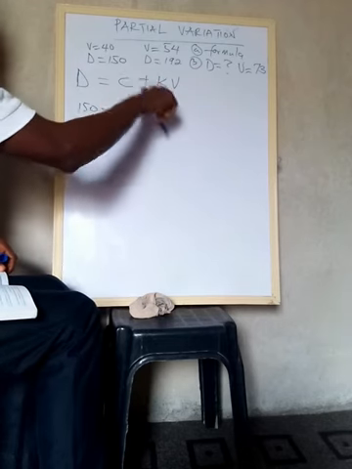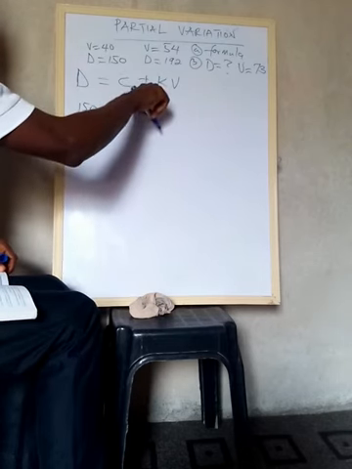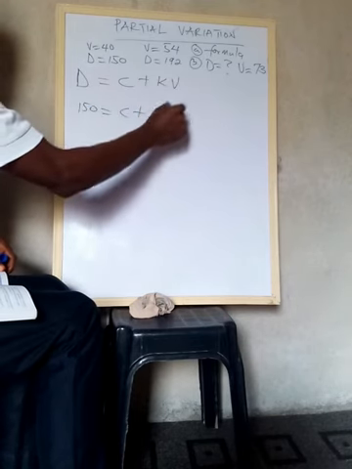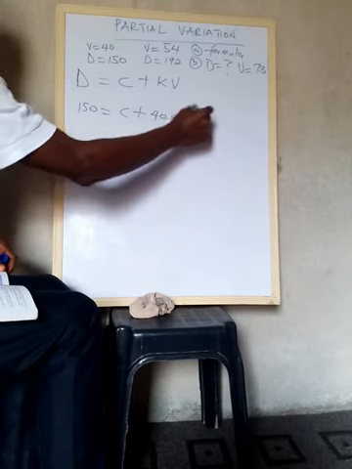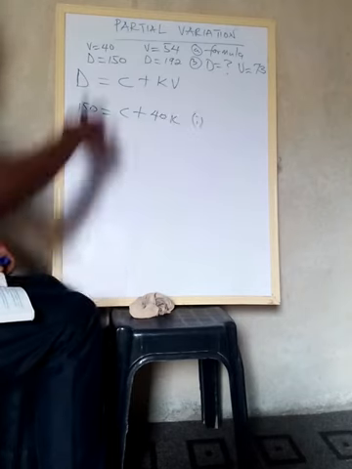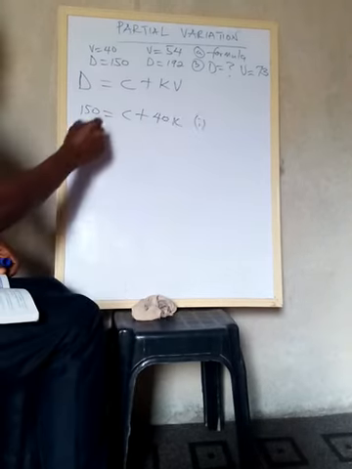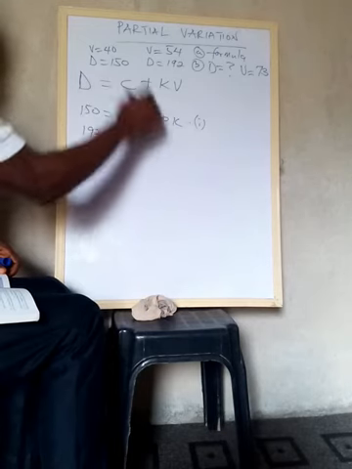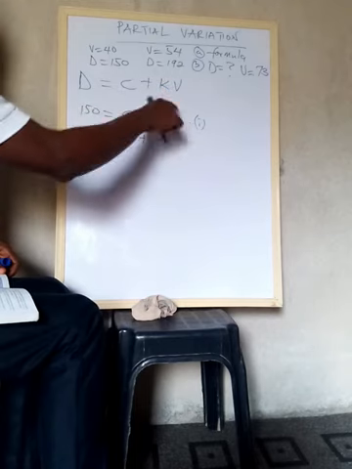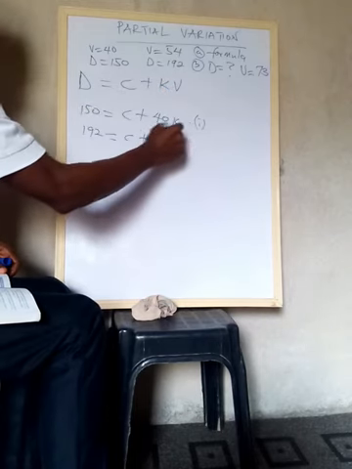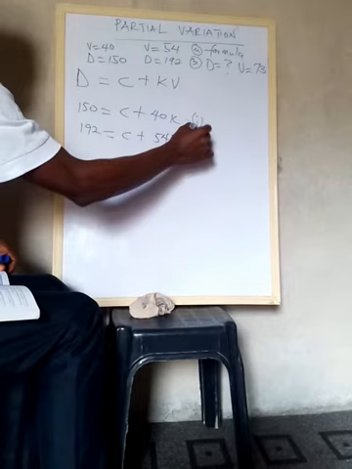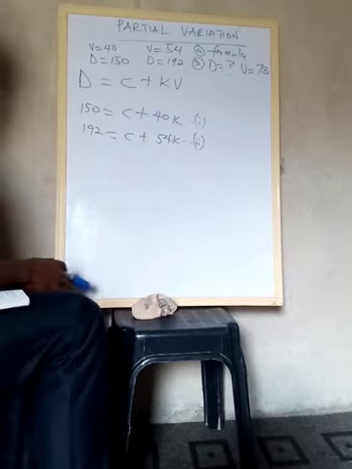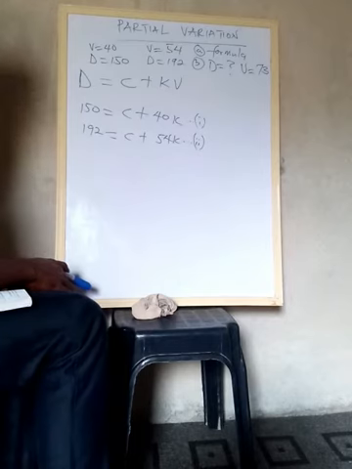D, 150, is equal to C plus K times V, V is 40, so 40K. KV is K times 40, that is 40K. We can call this equation 1. The second information, D is 192, is equal to C plus K times 54, that is 54K. Equation 2.